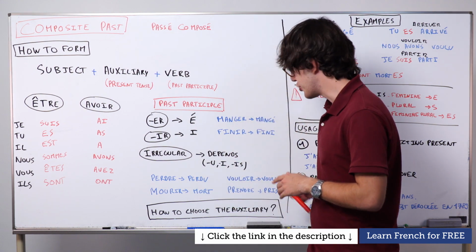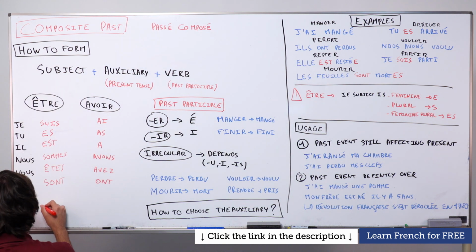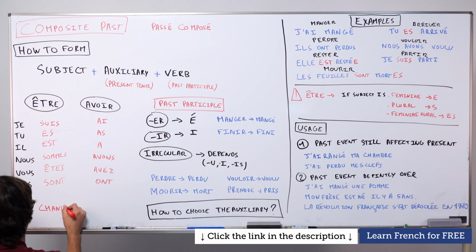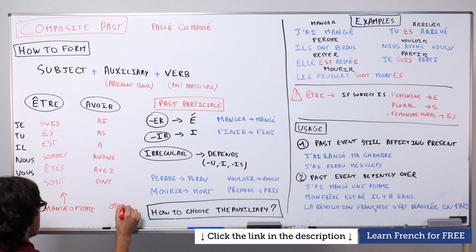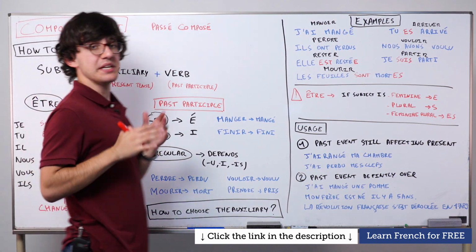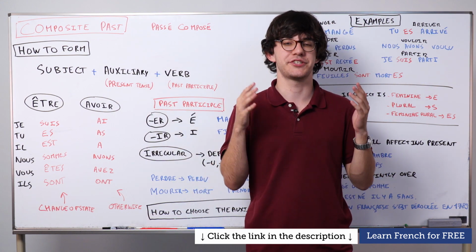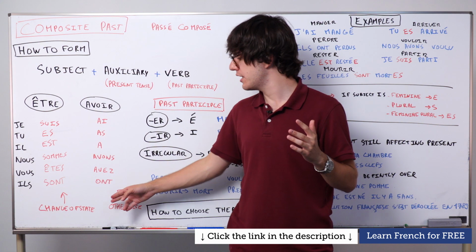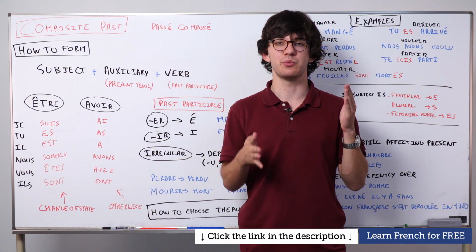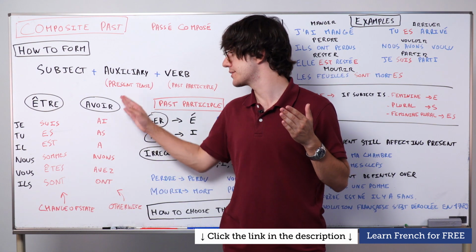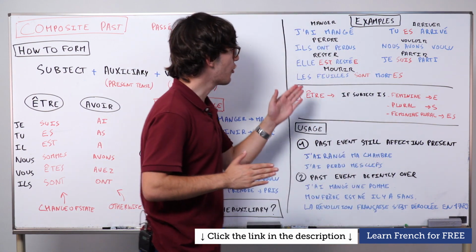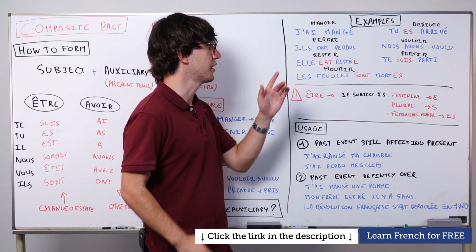So if you've got a change of state, it's always être, and otherwise, it's avoir. So it's a bit tricky to remember what is a verb that means a change of state. So for that, usually it's the habits that will help you to distinguish which verb you need to use. But in most cases, it's always avoir. So here are some examples to make sure that you understood everything.